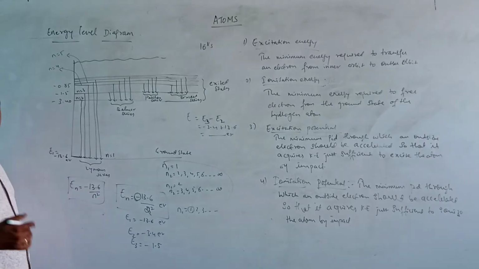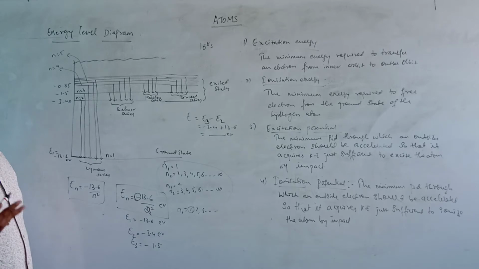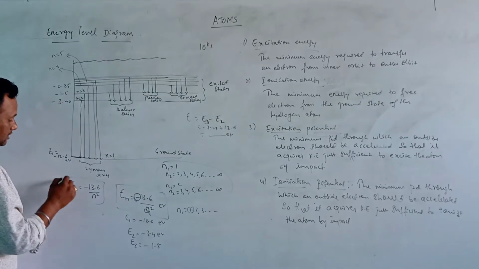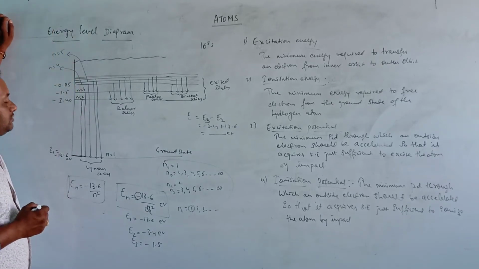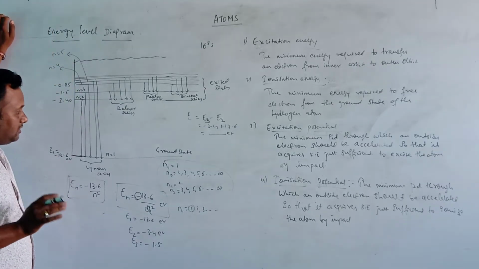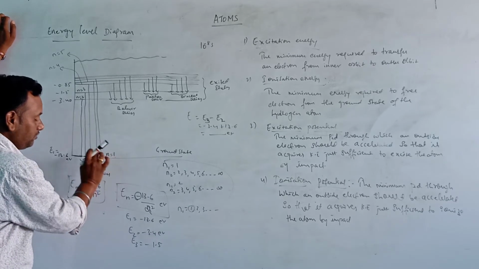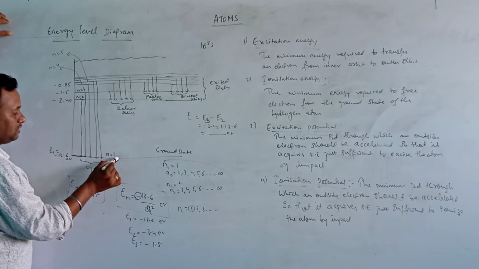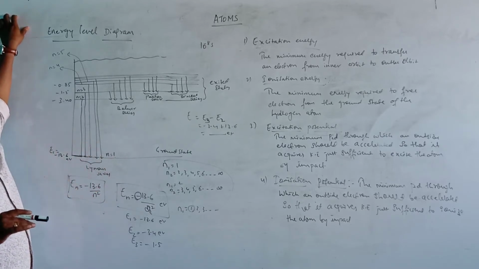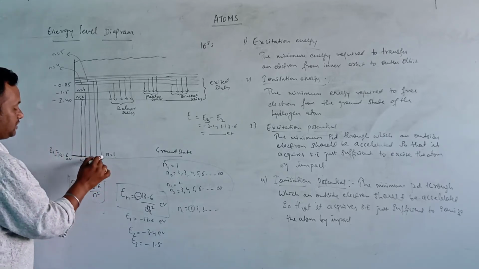Here n is equal to 1, 2, 3, 4, up to infinity. So this is the energy level diagram description. Next, I told you that you should always remember that the ground state means n is equal to 1.